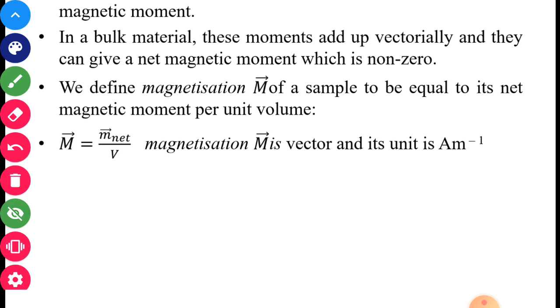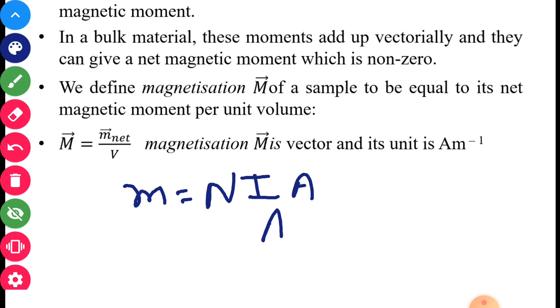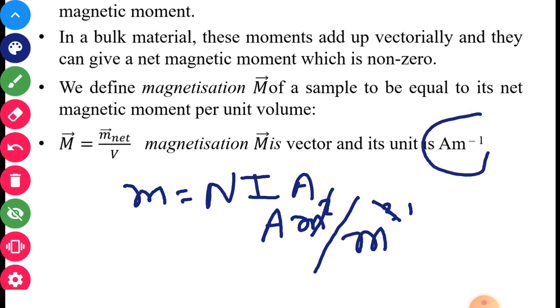Okay, and as you know, magnetic moment M is equal to NIA. Now see, current has the unit ampere and this area has the unit meter square, divided by the unit of volume, that is meter cube. So meter square will be cancelled out, 1 meter will remain. So its unit is ampere per meter.